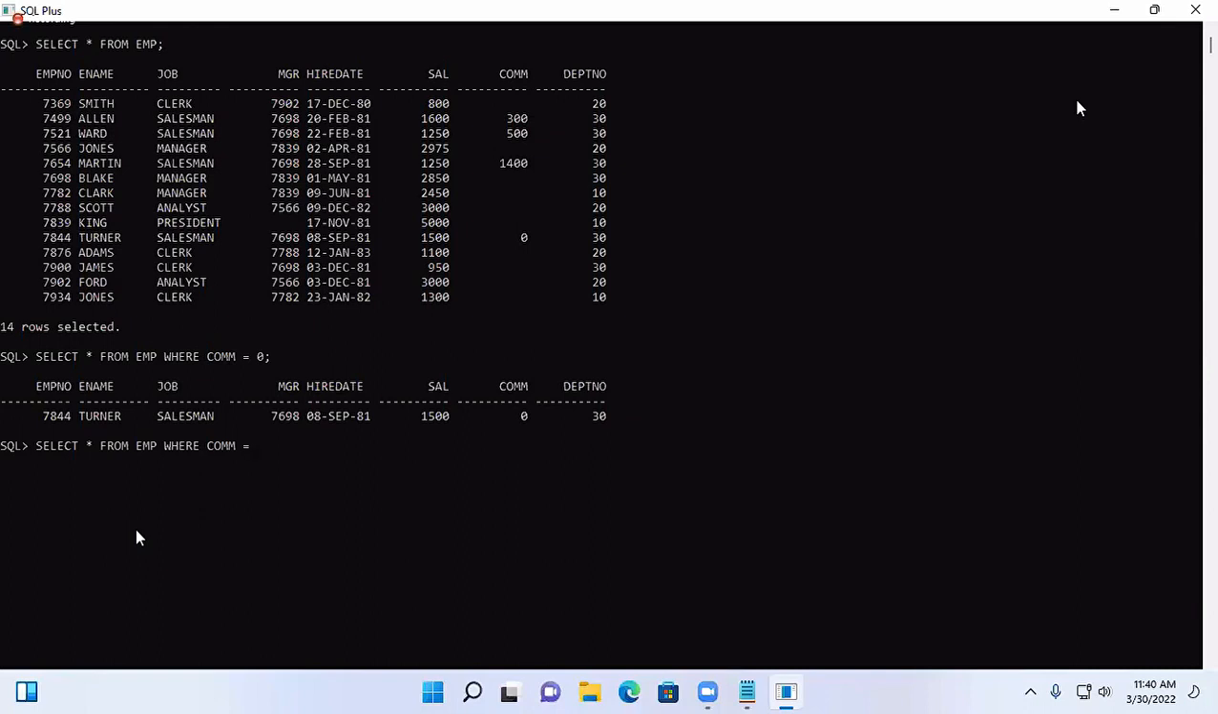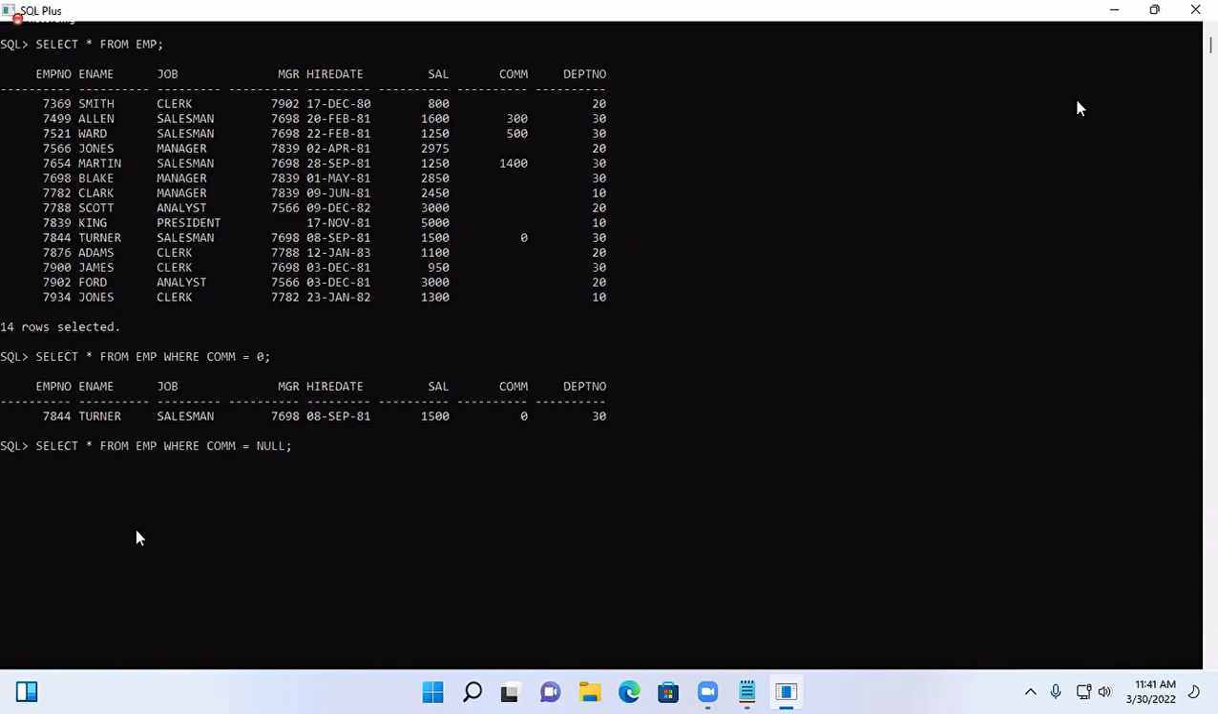Now we can write commission is equals to null. But what did we say, is null a value? No, not at all. We don't know what it is, it's just empty. When we compare with the equal operator, it is used for comparing values only, not empties. Something should be there, then only the equal operator will compare. If nothing was there, what would it compare?